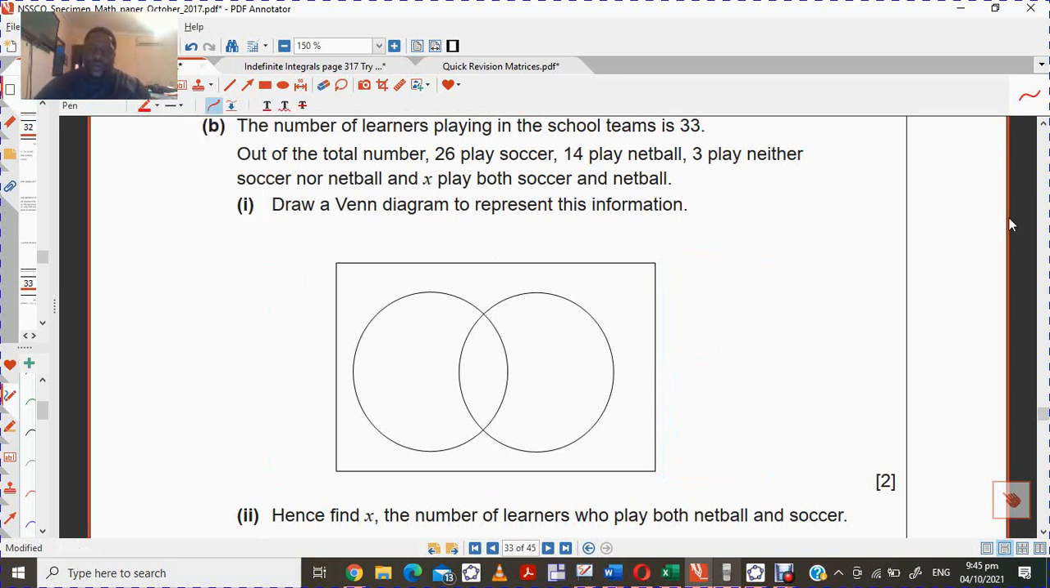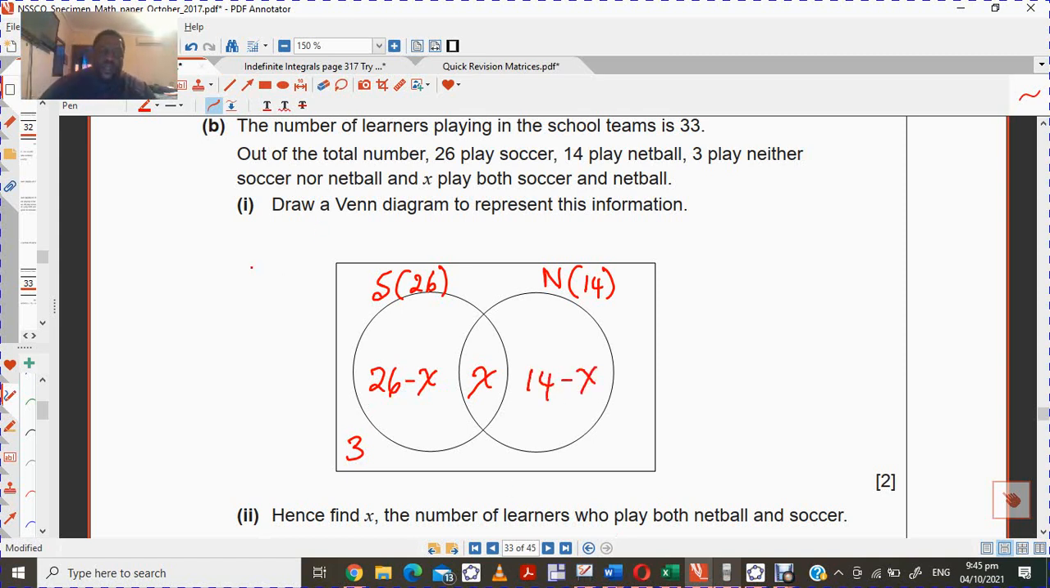So we know from this information the number of learners who play soccer. Soccer, they are 26. Netball, they are 14. Then we know that 3 play neither, and x played both. So in this column it will be 26 minus x. In this column it will be 14 minus x. There you go, for 2 marks.